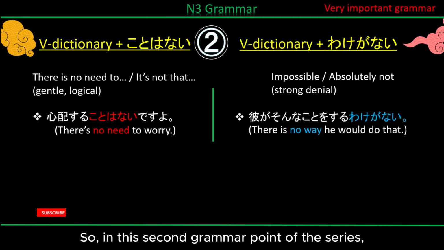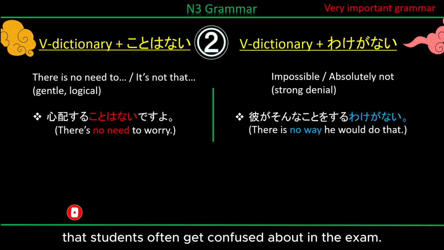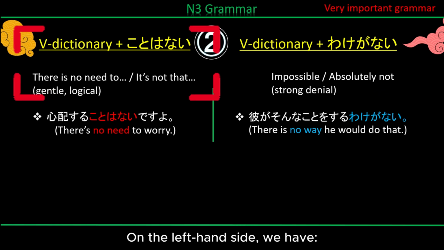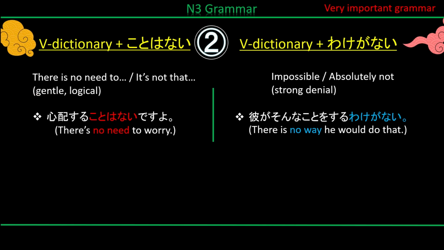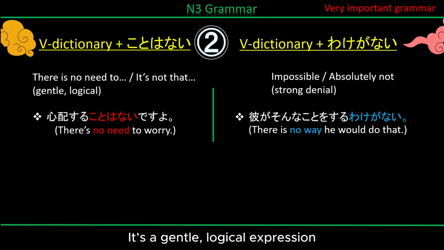So in the second grammar point of the series, I would like to differentiate between two similar looking grammar patterns that students often get confused about in the exam. So let's go into a bit of detail. On the left hand side, we have verb dictionary form plus koto wa nai. And on the right hand side, we have verb dictionary form plus wake ga nai. So koto wa nai generally means there is no need to do something or it is not necessary. So it's a gentle, logical expression and often used to reassure someone.